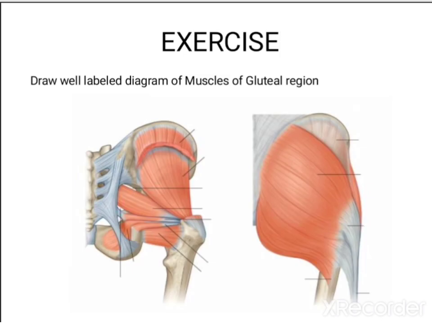Then next is the exercise for your file. You have to draw this diagram and label all the unnamed structures over here, which are all demarcated in this diagram, and use brown color for all the muscles and light green color for the tendons. So this completes your topic, the gluteal region.